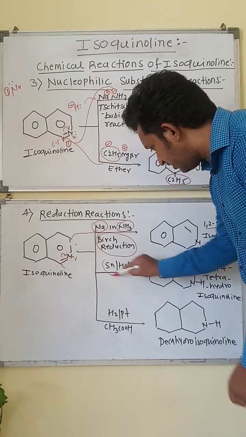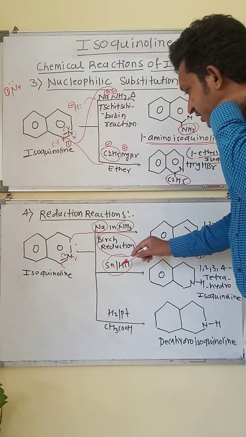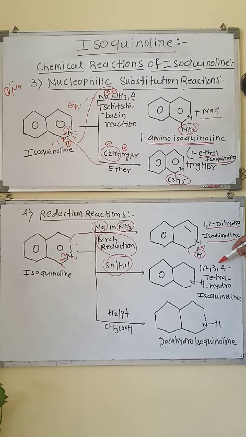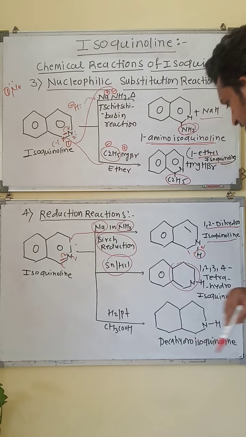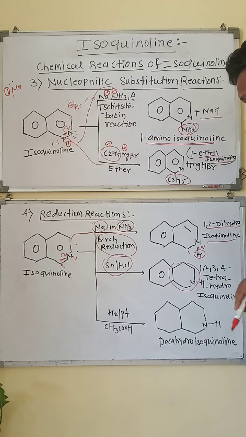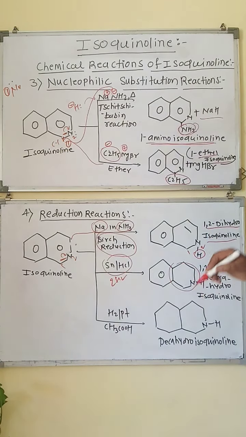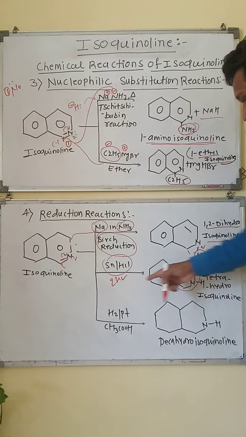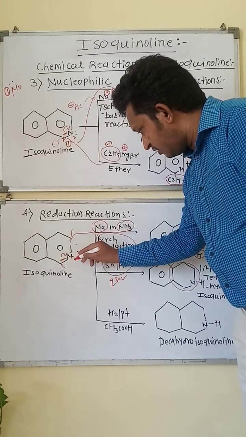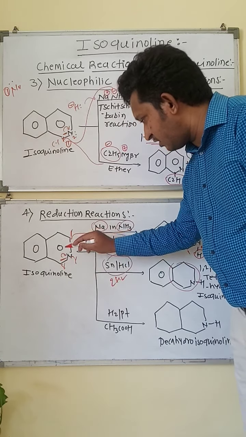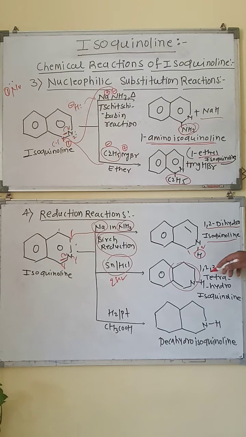Now the second reagent, that is tin in HCl. When it is reacted with isoquinoline, it is converted into 1,2,3,4 tetrahydroisoquinoline. That means there is a complete saturation of the pyridine ring of the isoquinoline. For that we are taking 4 hydrogens. They will add on the first number carbon, second number nitrogen, third number carbon, and fourth number carbon. So it is called 1,2,3,4 tetrahydroisoquinoline, because the first, second, third, and fourth number positions are saturated by hydrogen.